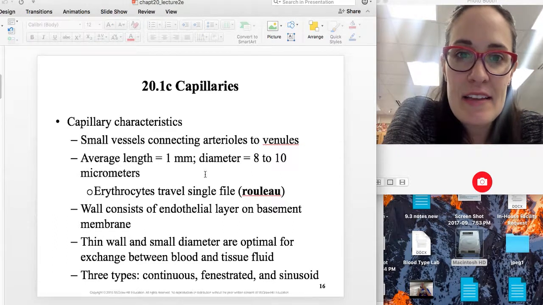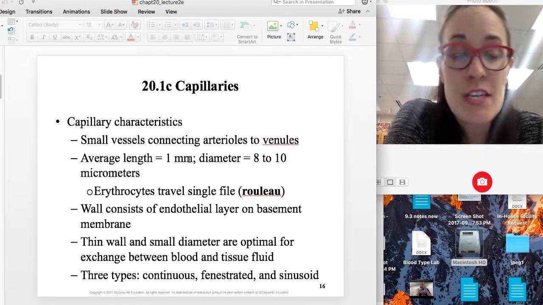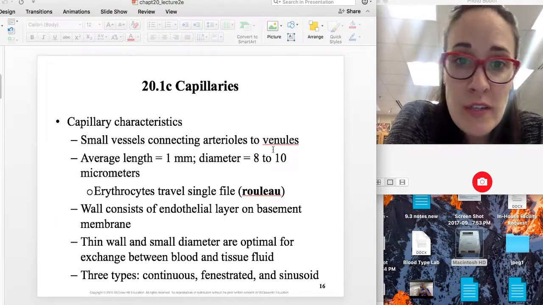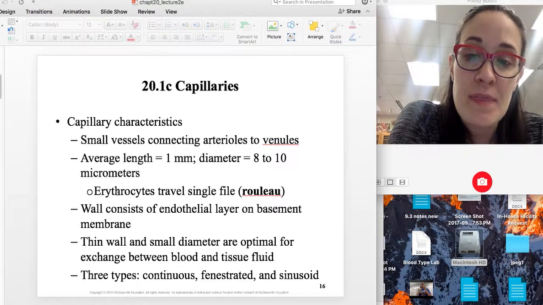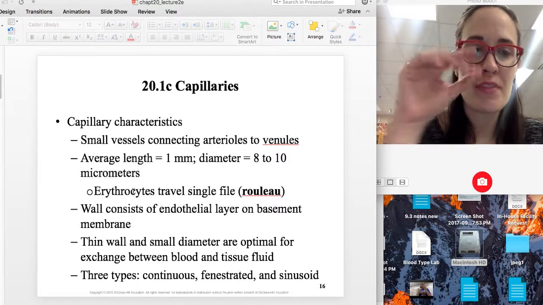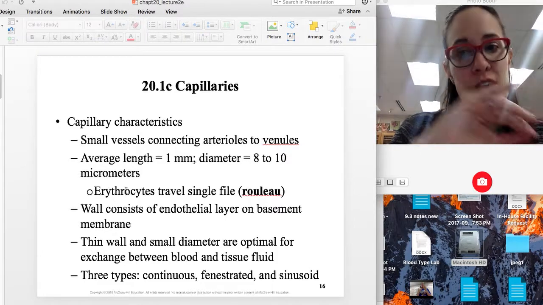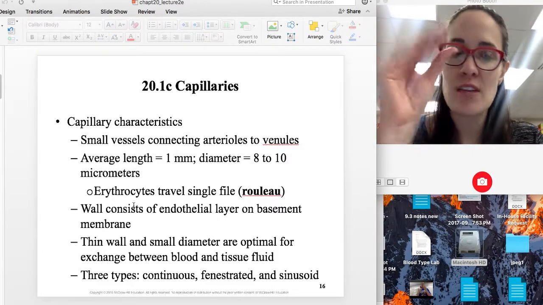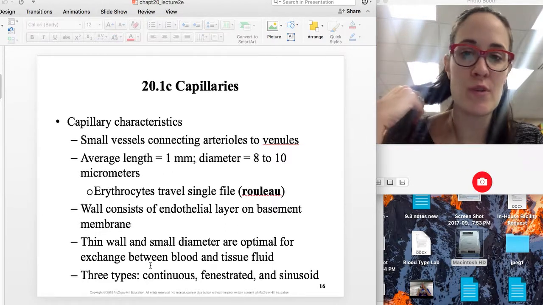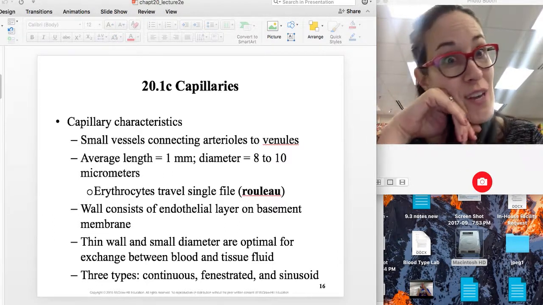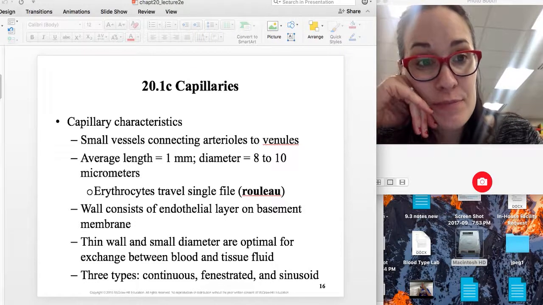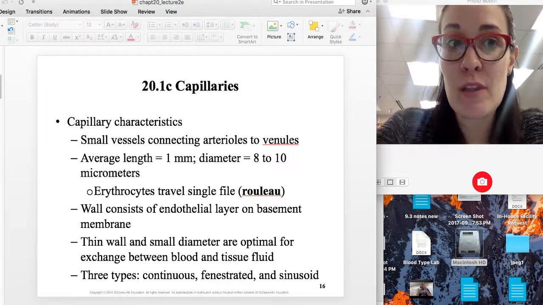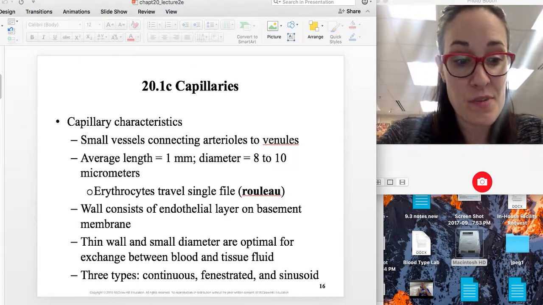Capillaries. They connect the arterioles to the venules, so small arteries to the small veins. The cool thing, they're so small. These are where the blood vessels can go through single file, the erythrocytes. And they just have the inner lining, very thin, to allow gas exchange, for fluid exchange. And there's actually 3 different types of capillaries. I guess the theme for chapter 20 is things in groups of 3.